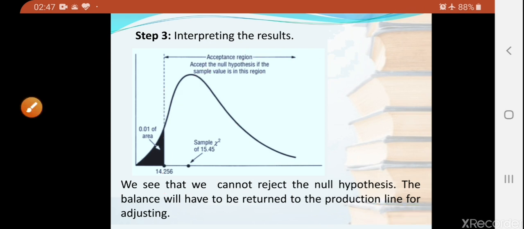We will check the value of chi-square, that comes out to be 14.256. So our sample is 15.41. This is in acceptance region. So we see that we cannot reject the null hypothesis. The balance will have to be returned to the production line for adjusting.